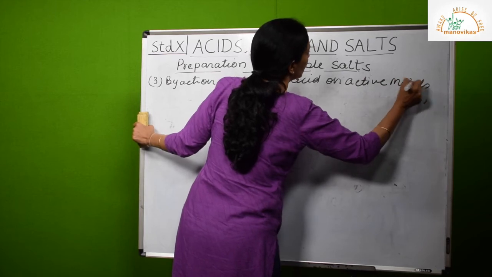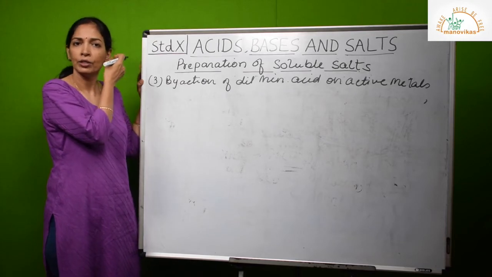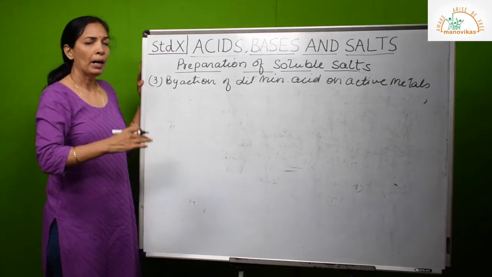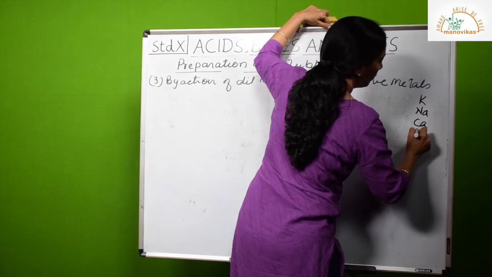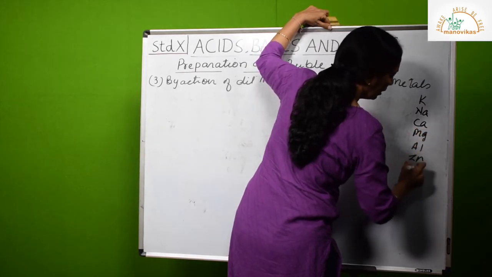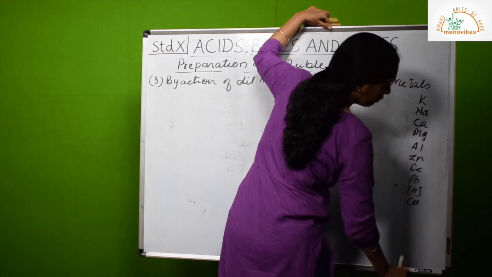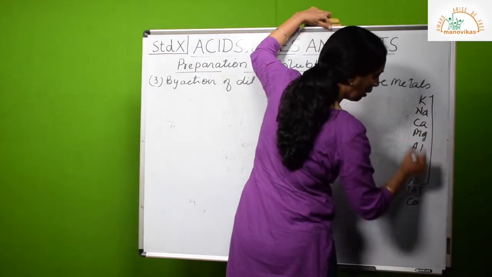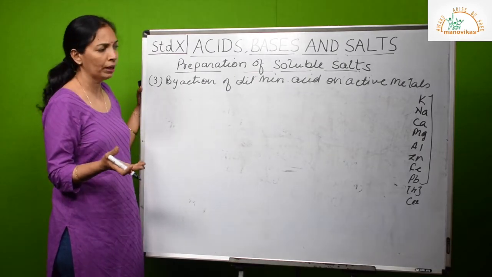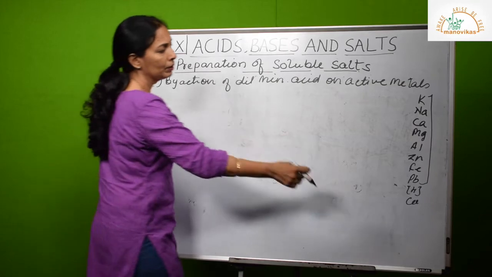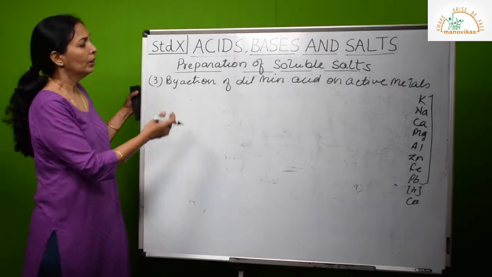What are active metals? In the metal reactivity series, you all know, it starts with potassium, sodium, calcium. In between, hydrogen comes. So this is how you write: potassium, sodium, calcium, magnesium, aluminium, zinc, iron, lead, hydrogen, copper, mercury, silver, gold and so on. All the elements which are above hydrogen can displace hydrogen from its compounds. Dilute mineral acid is a compound of hydrogen. So the reactivity decreases as you go down, and all those above hydrogen can displace hydrogen from dilute mineral acid.